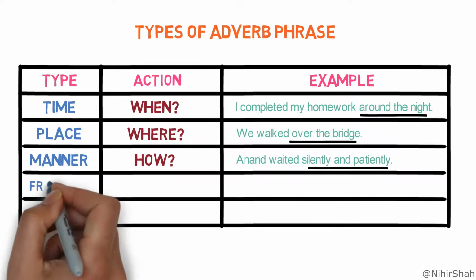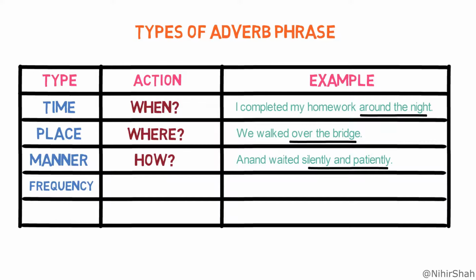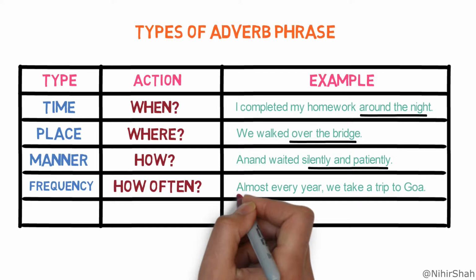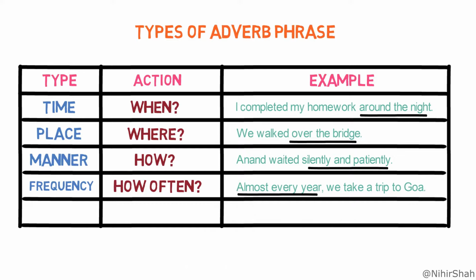Number 4. Adverb phrase of frequency. It describes how often an action occurred. Almost every year we take a trip to Goa. How often do we take a trip to Goa? Almost every year. So, almost every year is an adverb phrase of frequency here.